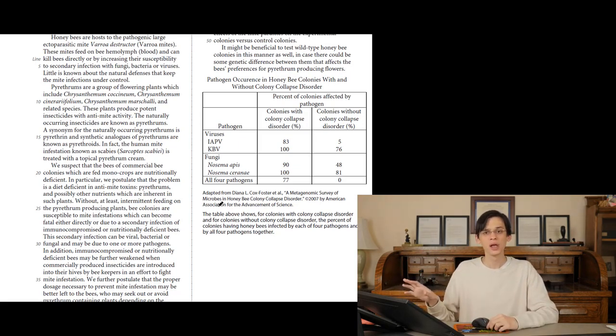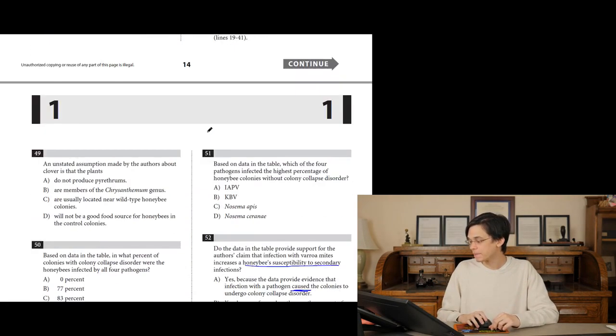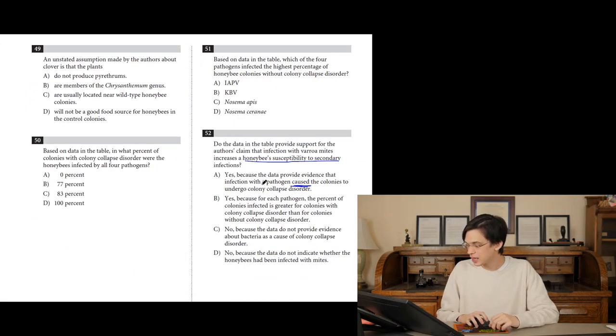The numbers are the numbers, but they don't tell us what caused what. They don't tell us how it happened. They don't tell us the details unless it's explicitly stated either in the title or in the paragraph below the chart. We don't know that the infection with a pathogen caused colony collapse.